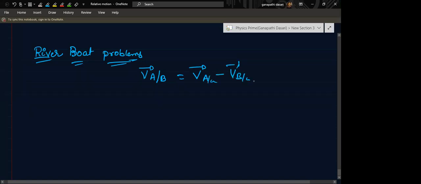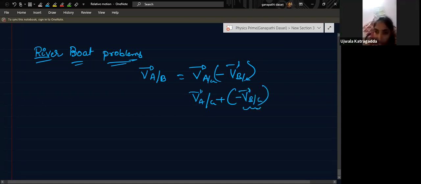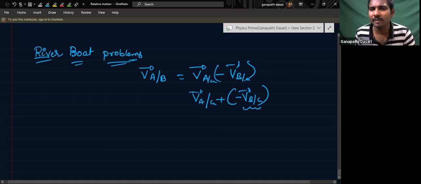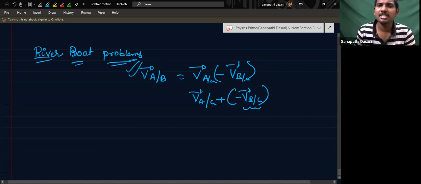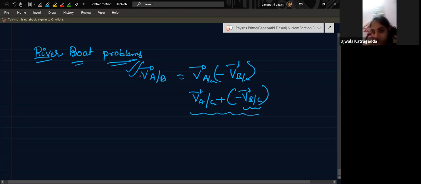And how are we subtracting this? Velocity of A with respect to ground plus minus the velocity of B with respect to ground. We reverse the velocity of B and add it to the velocity of A to get the relative velocity of A with respect to B. Did you get it, Varun? Yes, sir. This is what we have done.